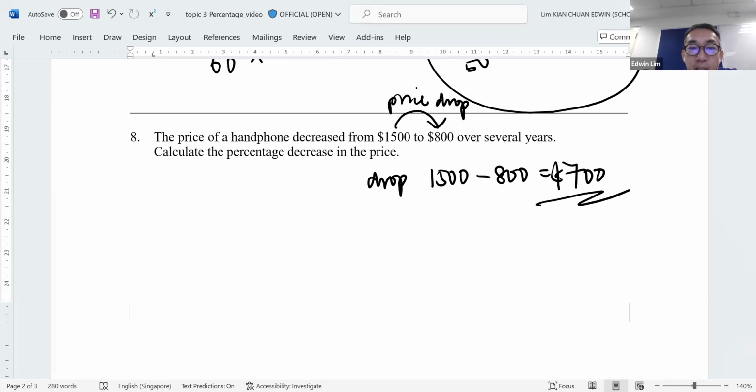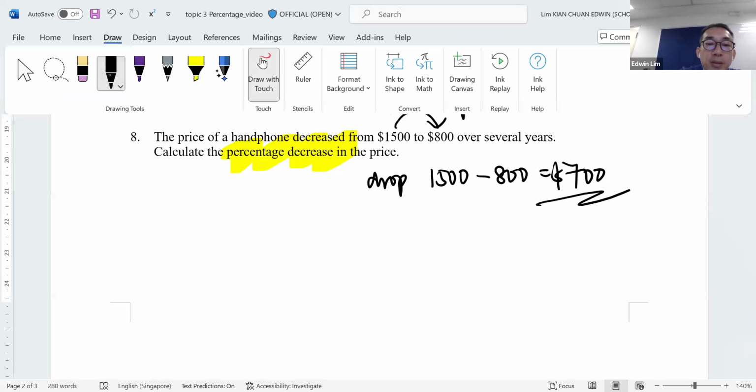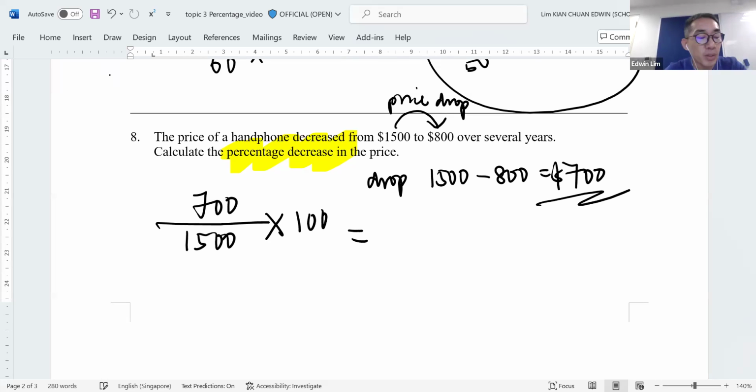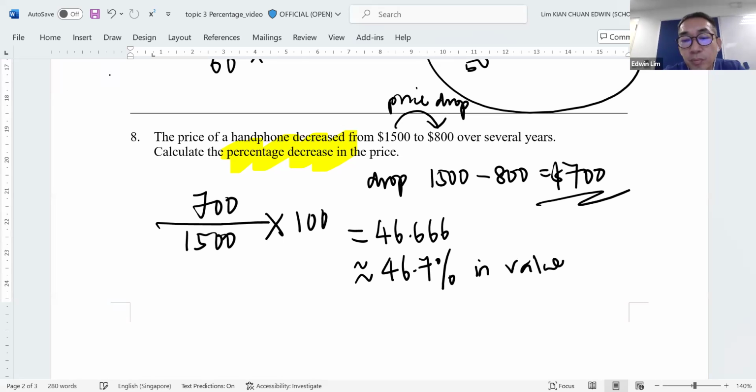All right, so this 700 is in terms of percentage, what will it be? Is what the question is asking about. Percentage decrease, or I will say percentage drop in the price. Decrease meaning it drops, okay? All right, so this 700 out of original values of the phone, which is $1,500. All right, so you know it dropped by $700 out of $1,500. Just to know the percentage, I just need to convert to become 100%. So 700 out of 1,500. All right, there's a drop of around 46.666. So 46.7% in value. So this is question number 8.